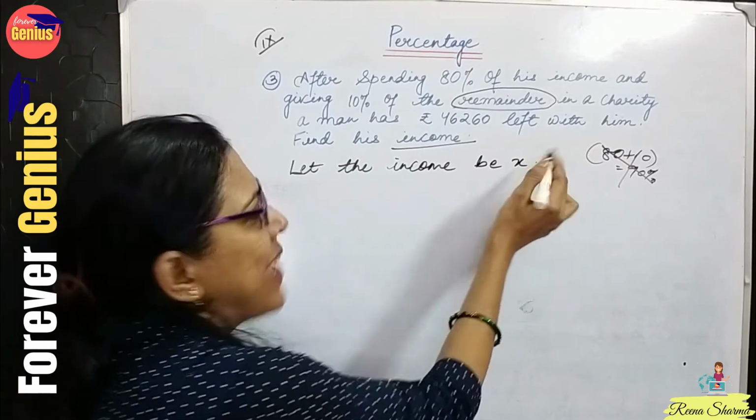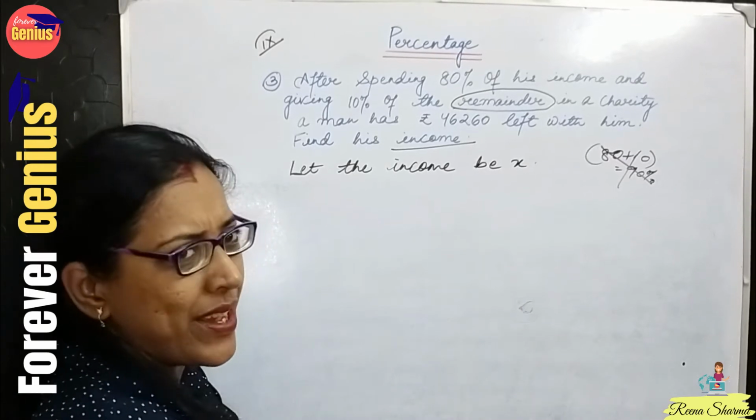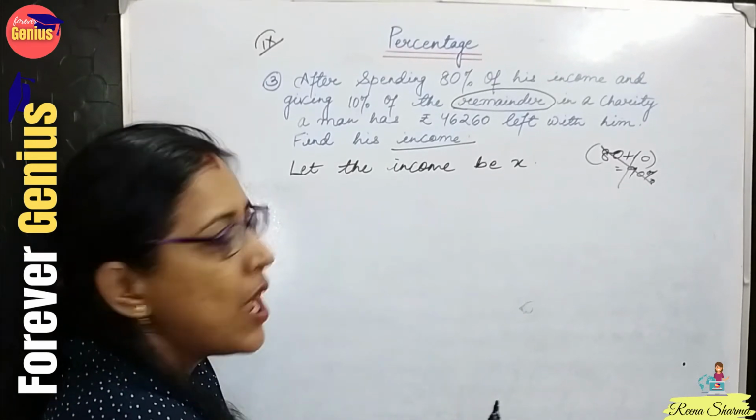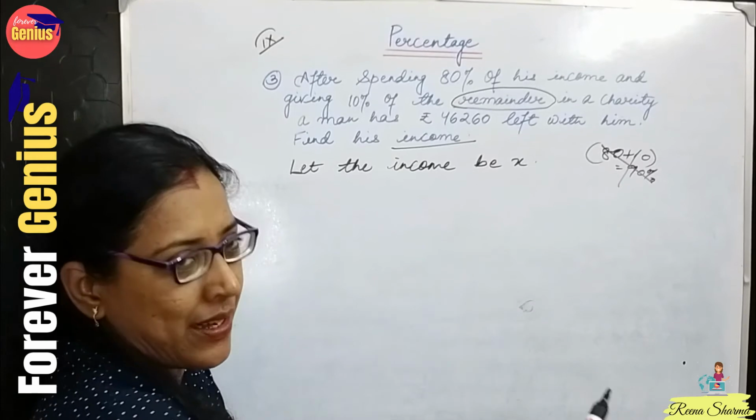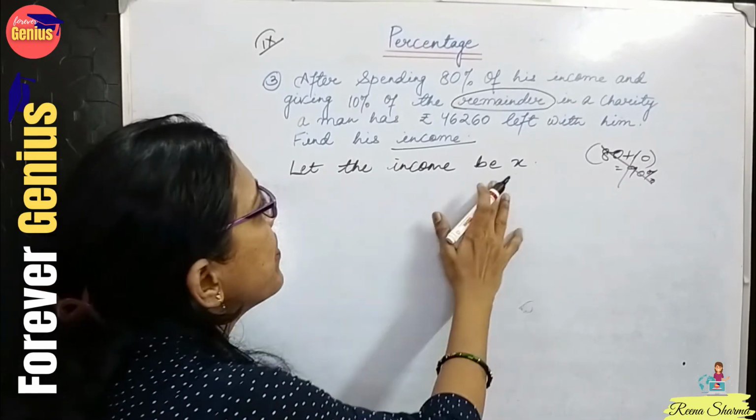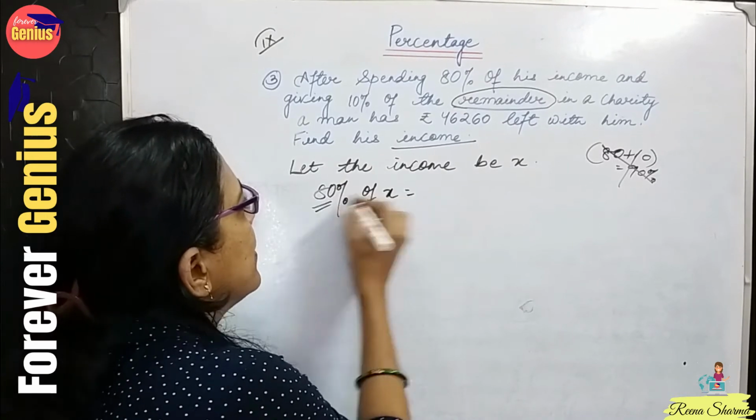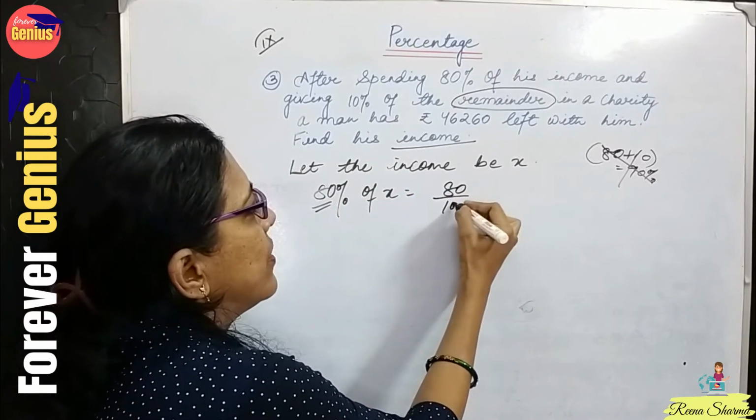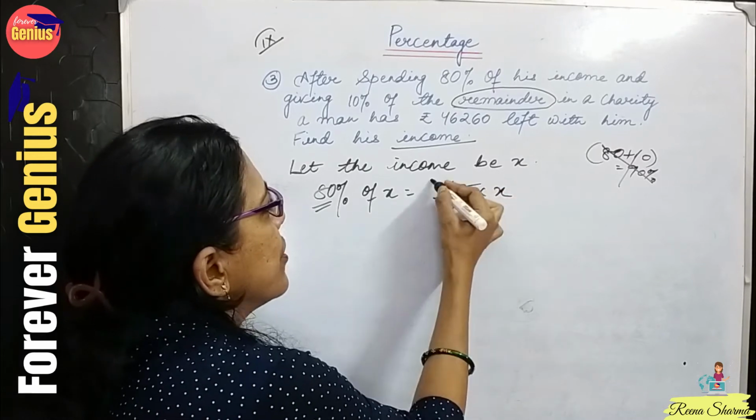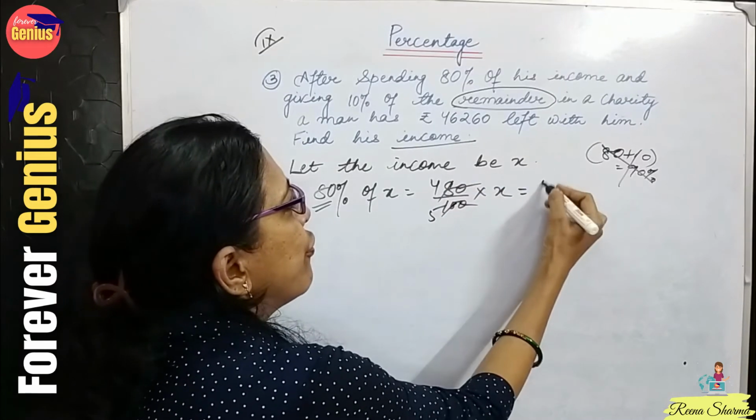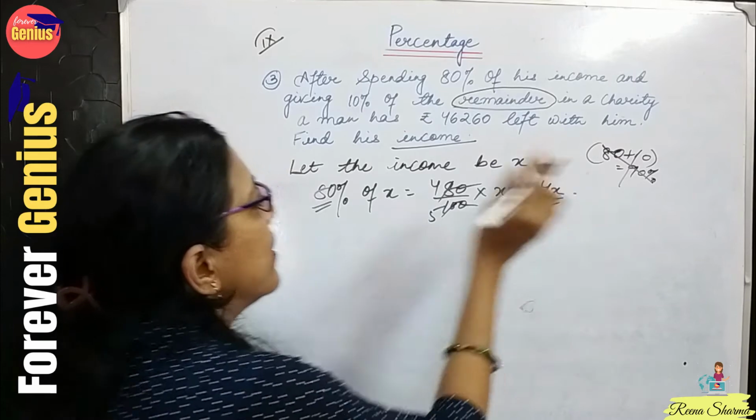Of course, income will be a salary or from a business. There are two ways to earn: either it is a salary, or he has a business and is earning money. So it's correct. Let the income be X. So 80% of X is how much? This is 80 by 100, because it is a percentage, into X. So this comes to 4X by 5.